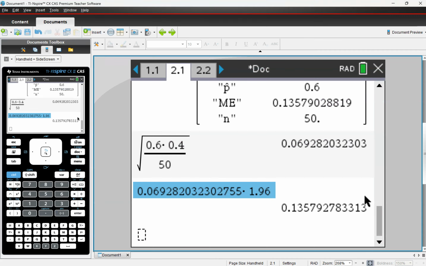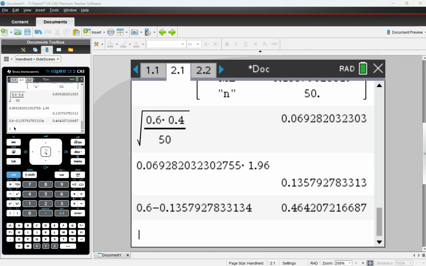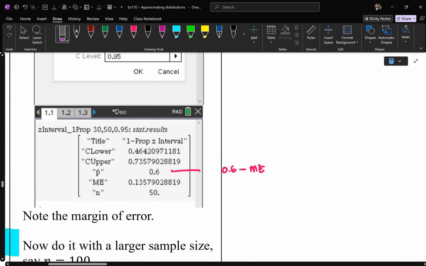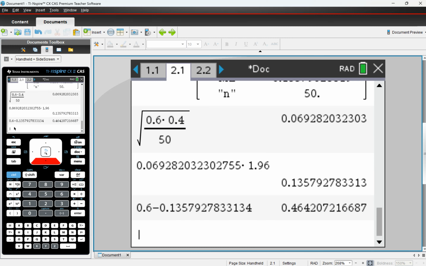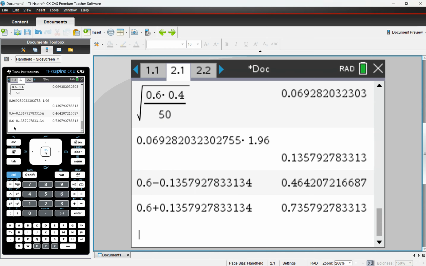So if I did on my CAS, here we go, 0.6 minus this answer, I get 0.464, which is correct. You can see there I've got the lower boundary, 0.464. Try the other way, 0.6 plus, and you get 0.735. Does that make sense so far? Because that's one part of 17D. Part of 17D is to be able to do that process by hand. Usually they'll give you better numbers. But that's how you do it.